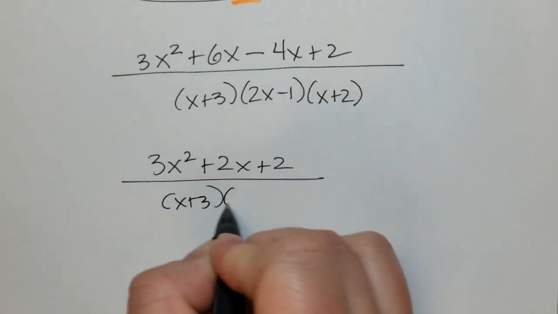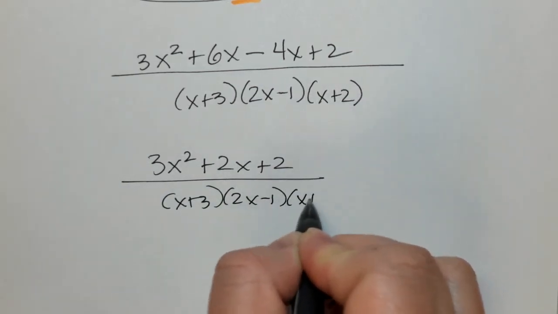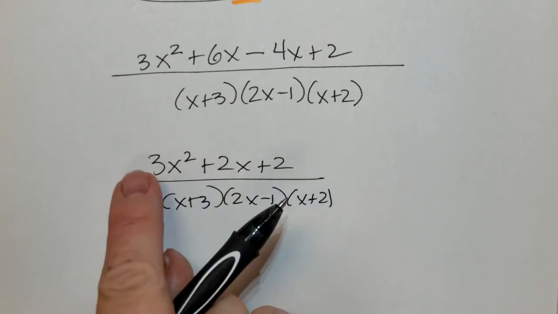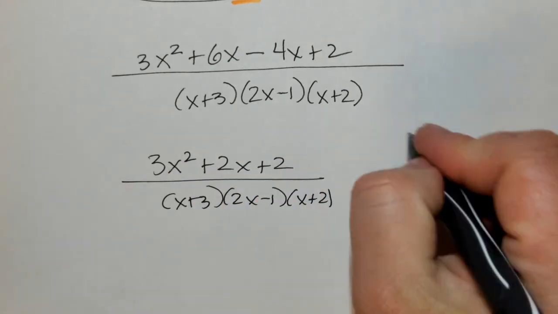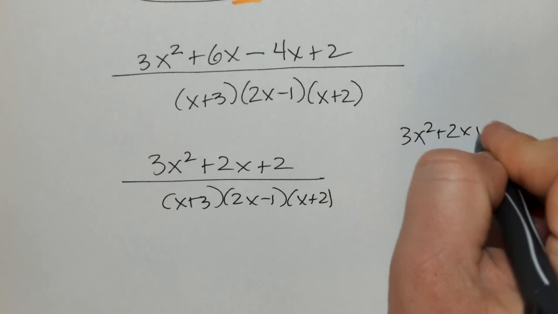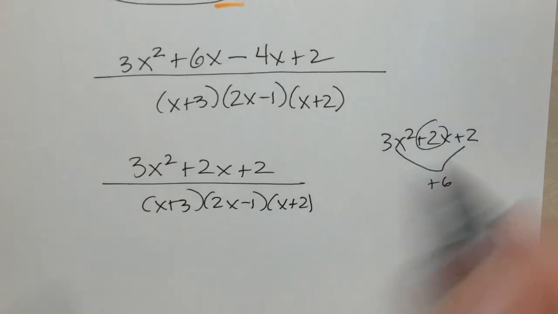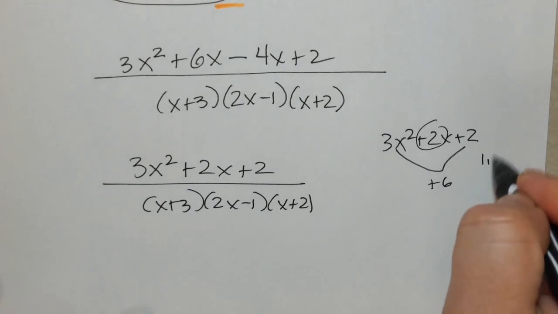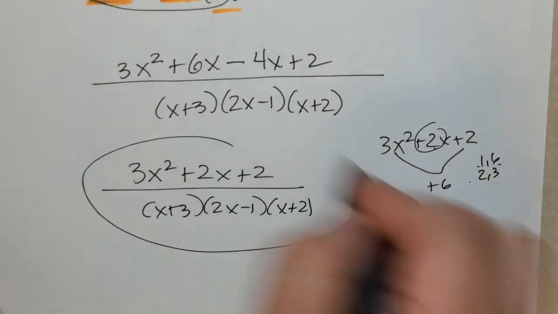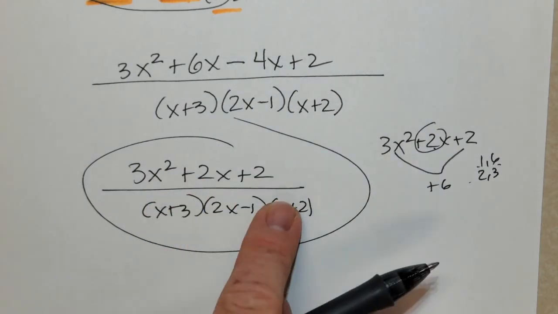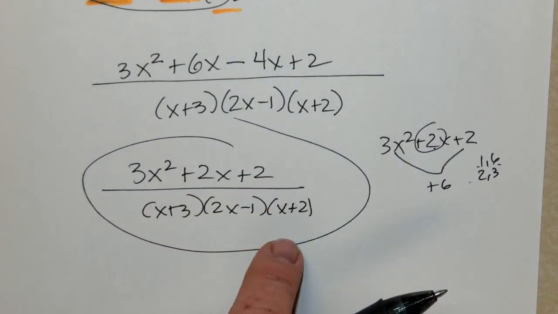Okay, let's see, is it possible to go further with this? So when I look up here, I'm asking, are there two numbers that multiply to give us 6 and combine to give us 2? 1 and 6, not a difference of 2. 2 and 3, not a difference of 2. That means that I have fully simplified this rational expression.